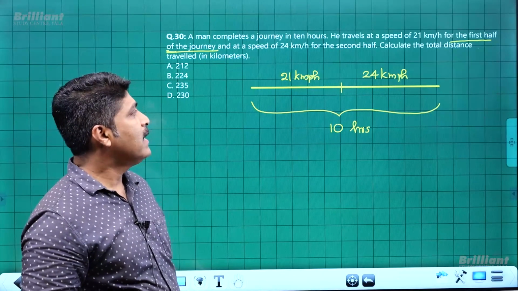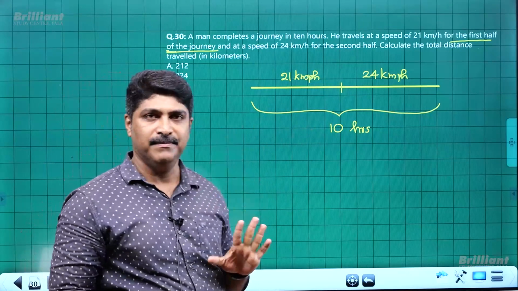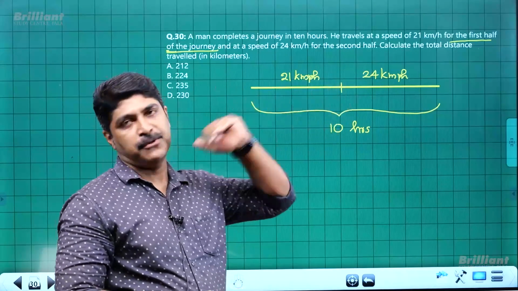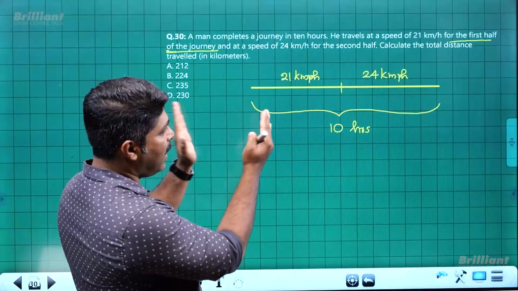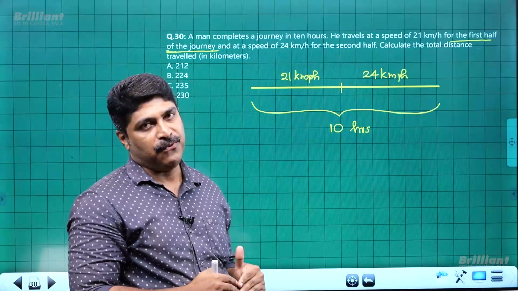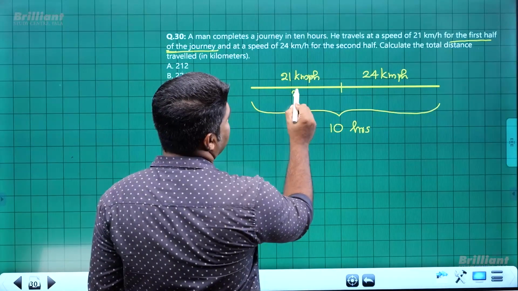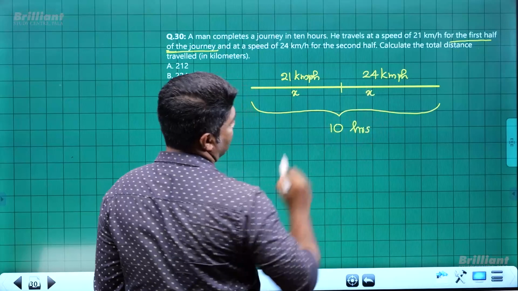One method is the average of speed into 10. So what is the average of the speed? Average of the speed means half. Therefore, you can apply the 2pq divided by p plus q form. Then another method: we just consider this half distance as x, this distance as x.